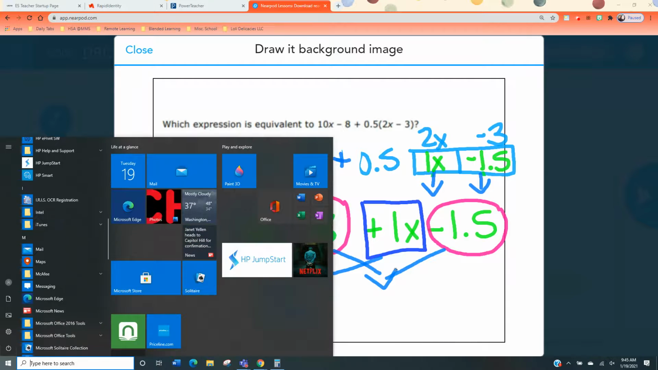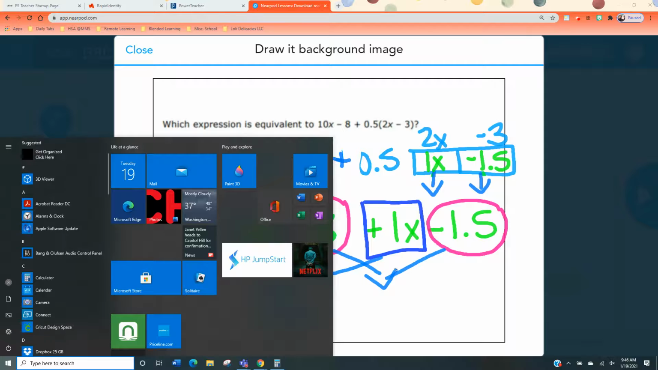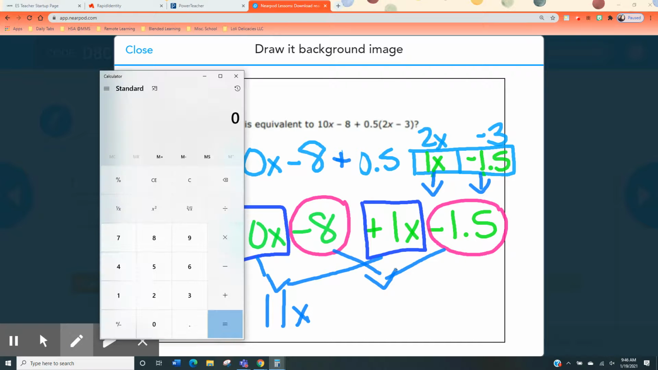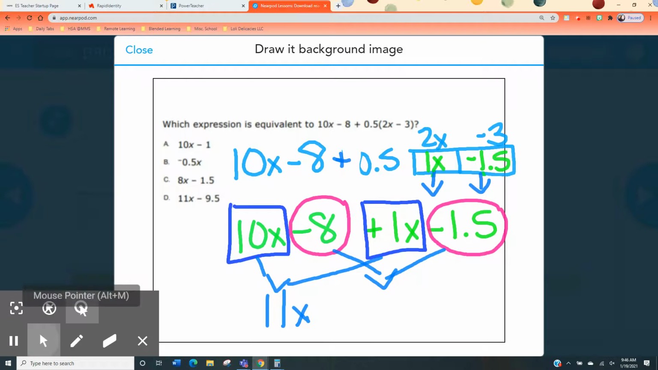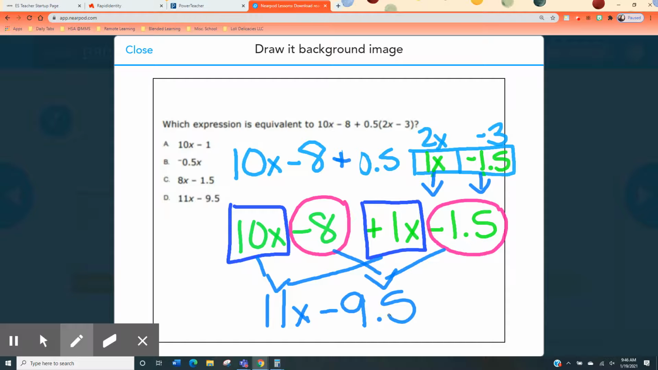And you, Leilani, do me a favor and tell me what that gives you. You can type it or say it. Is it positive or negative? Perfect. So negative 9.5. So our answer is 11x minus 9.5.